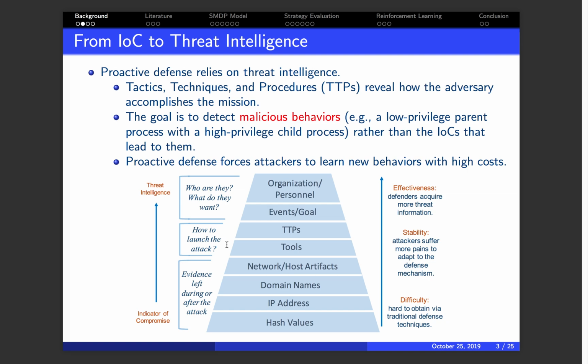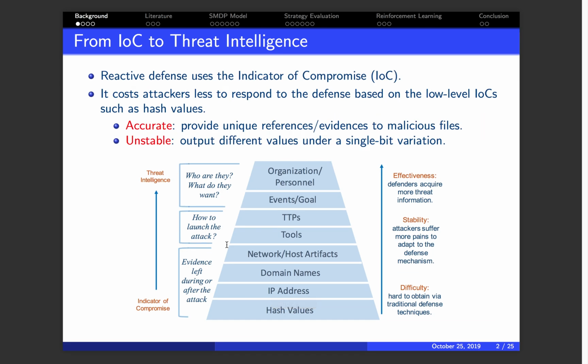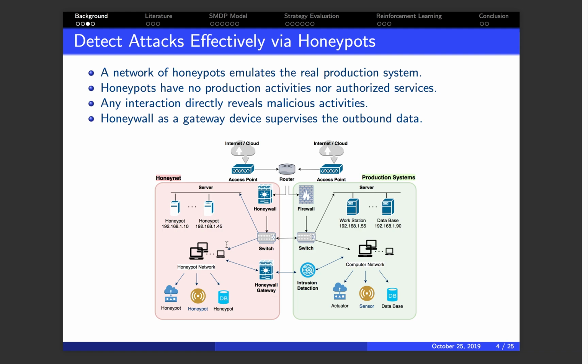As shown in this pyramid, from the bottom to the top, we change from IOCs to threat intelligence, and three things change. First, it becomes more effective because the defender can acquire more threat intelligence. Second, it increases stability because attackers suffer more pain to adapt to the defense mechanism. However, it also becomes more difficult for defenders to obtain threat intelligence than the low-level IOCs. So one way to collect threat intelligence is through honeypots.